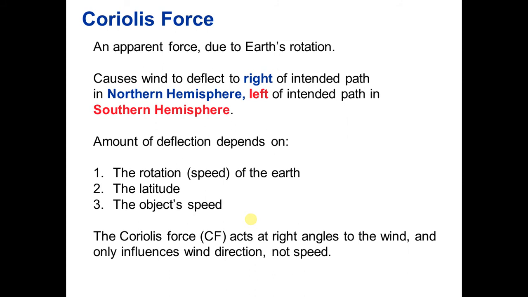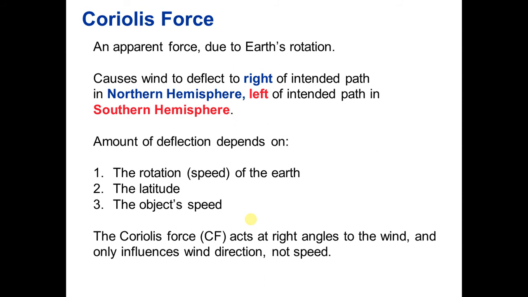Now it causes wind to deflect to the right of its intended path in the northern hemisphere, to the left of its intended path in the southern hemisphere. You know, Earth rotates at nearly 1,000 miles per hour near the equator. So basically, if you're on the equator, the Earth is moving at 1,000 miles per hour toward the east. Okay, you're moving very fast. Of course, you don't feel the Earth moving beneath you because you're moving with it.